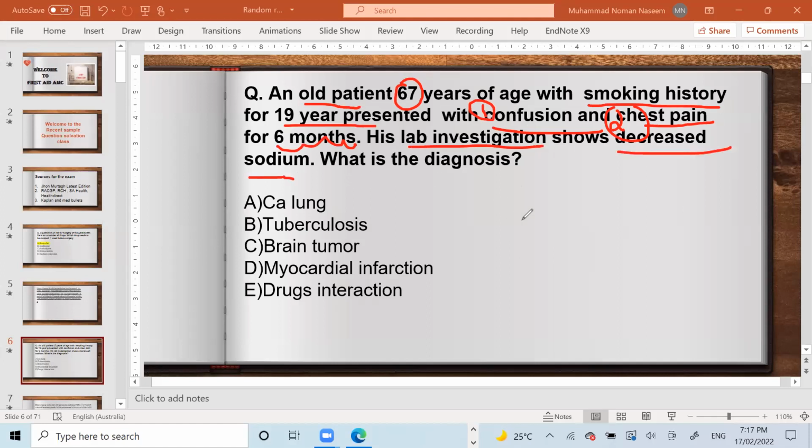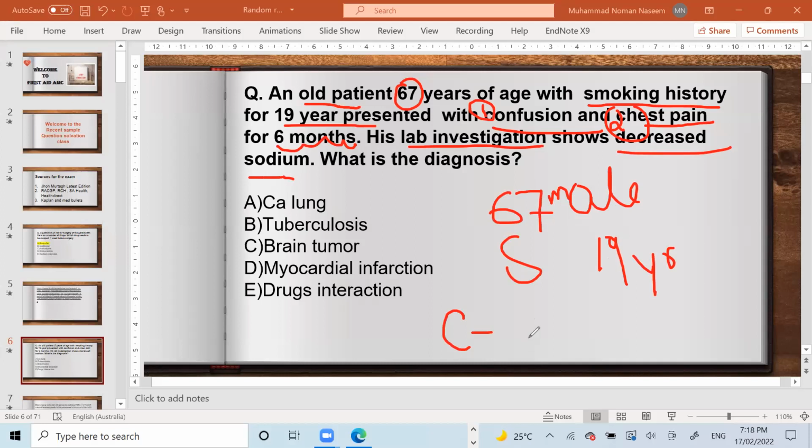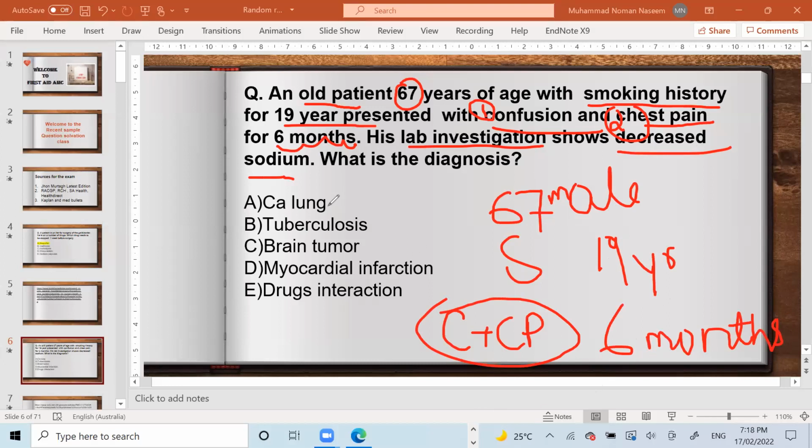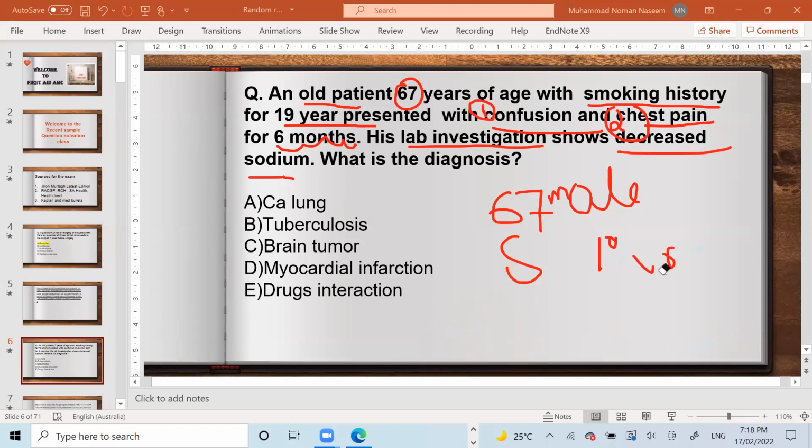What is your diagnosis? Now, this is a 67-year-old male who has a smoking history of 19 years. So that is a very long history. Sometimes they give you the number of cigarettes that person smokes per day. That is also significant. Now he's having confusion and chest pain for 6 months. So this is not an acute event. This is a chronic event or chronic underlying condition that is going on. Lab investigations show decreased sodium. So we have to find out which of these conditions matches the symptoms, the lab investigation and the risk factors. Our options are A, carcinoma of the lung, B, tuberculosis, C, brain tumor, D, myocardial infarction, and E, drug interaction.